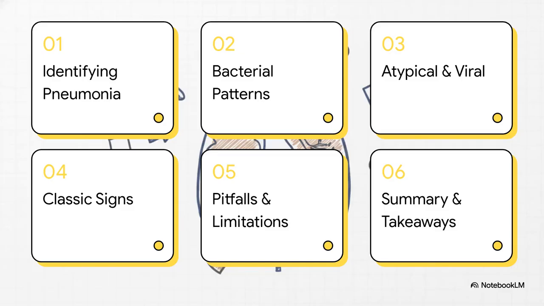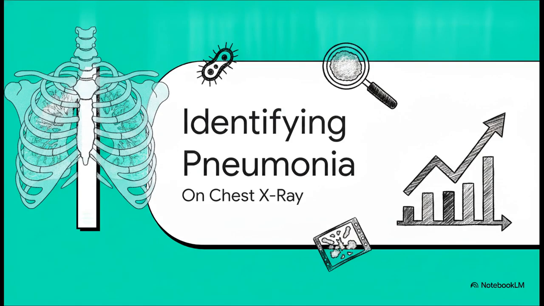Here's a quick look at our roadmap for today. We'll start off by identifying what pneumonia actually looks like on film, then contrast your typical bacterial patterns with the atypical and viral ones. After that, we'll hunt down some classic radiological signs, talk about the pitfalls you've absolutely got to watch out for, and then bring it all home with our key ED takeaways. All right, let's kick things off with our first topic and establish a baseline.